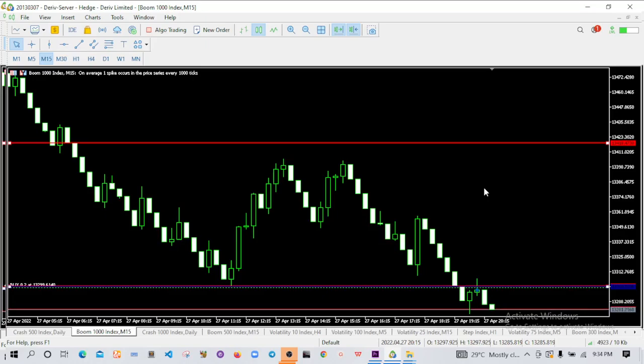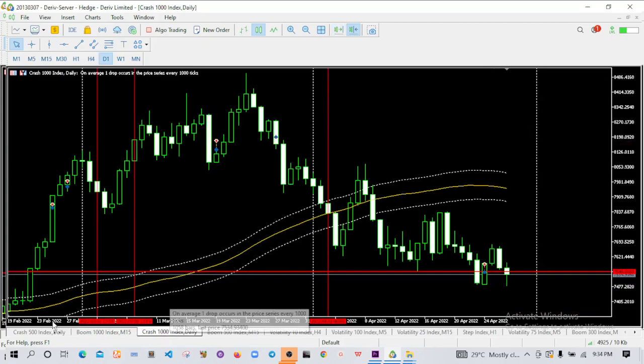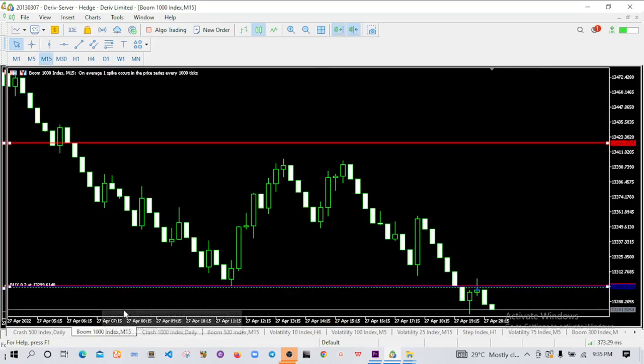Stop loss works if you are buying boom, which is trading with the trend, or if you are selling crash. If you are buying boom and you are selling crash, stop loss will work for you. But if you are doing the opposite, it won't work. If a longer spike should come, you are going to be losing more money than you expected.